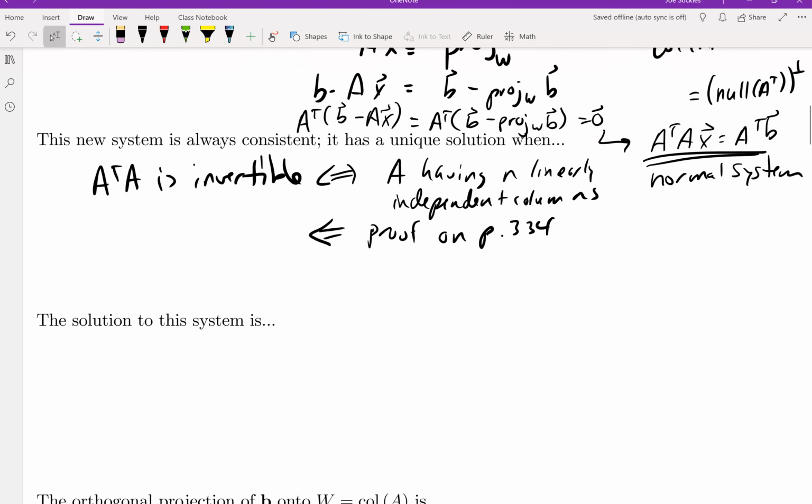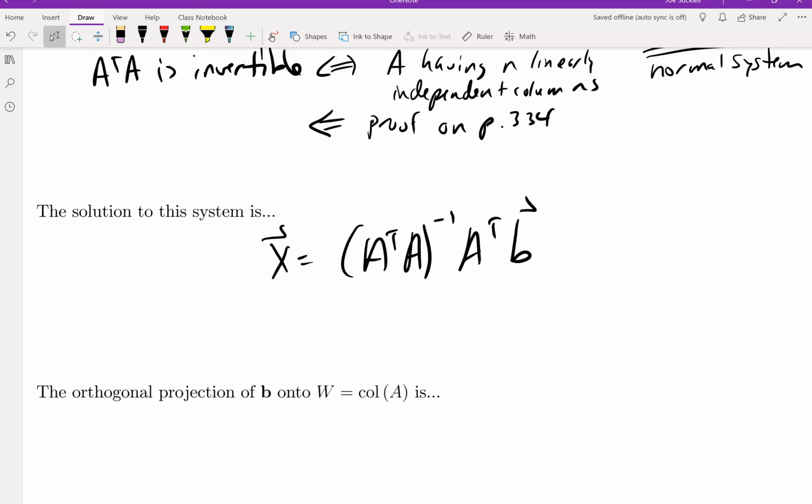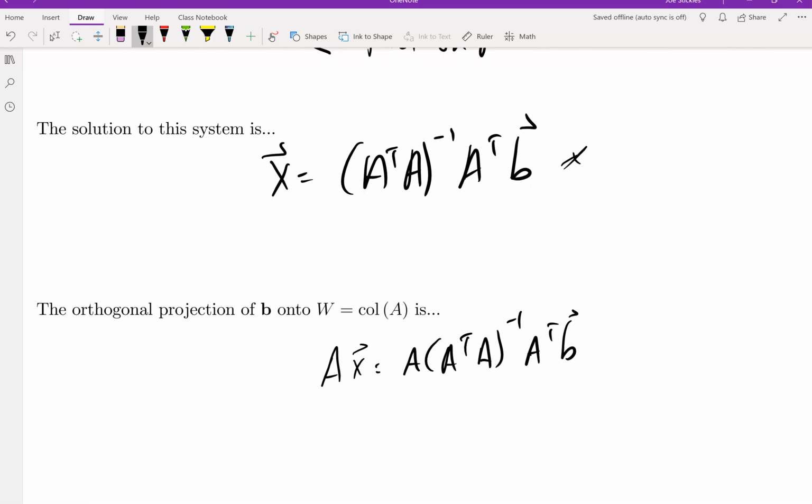All right. So of course then, if I want to find the solution, I just need to multiply by the inverse. So the solution to this system is (A transpose A) inverse times A transpose times B. So this is the least squares solution in this case. If we want the orthogonal projection onto the column space of A, then we just need to multiply both sides by A. So this will just be AX, because that was equal to the projection of B onto W. So then we would have A times (A transpose A) inverse times A transpose times B. So these are the two big things to remember as far as the formulas go for being able to solve these problems.